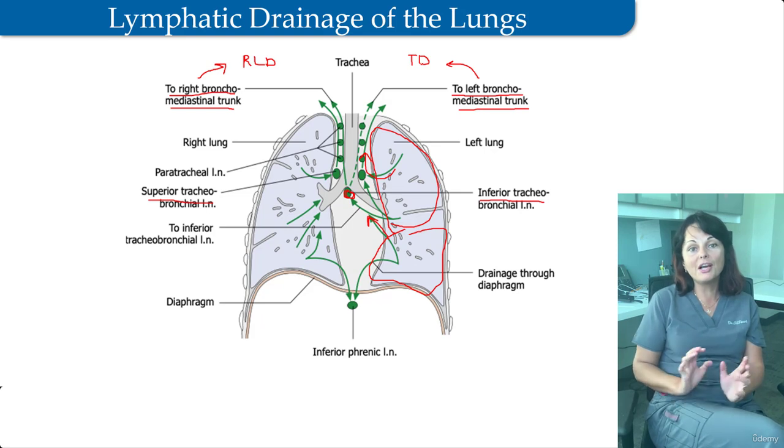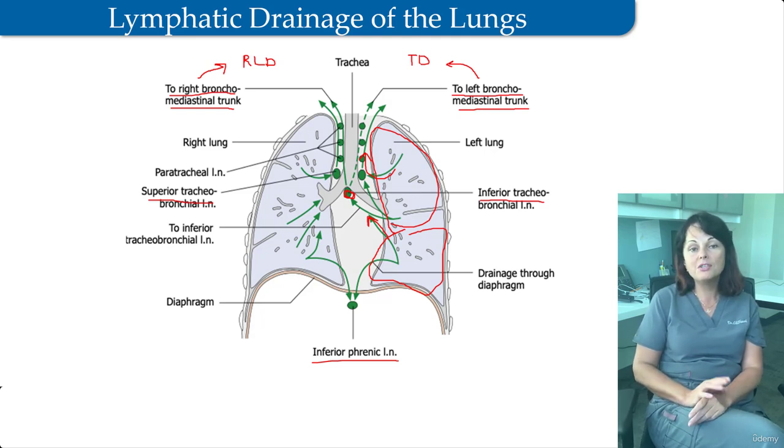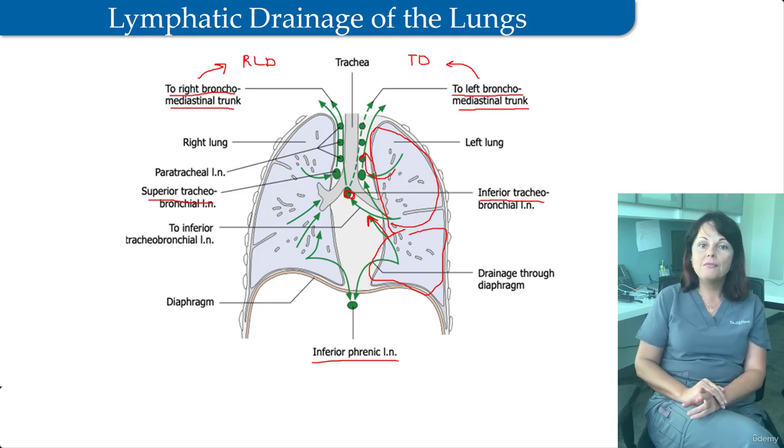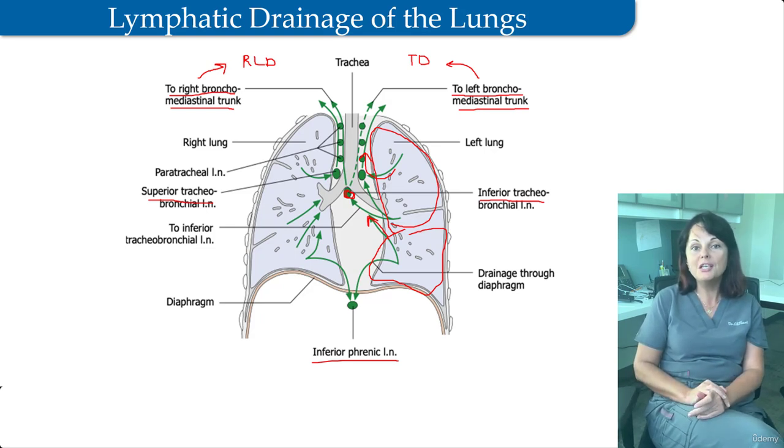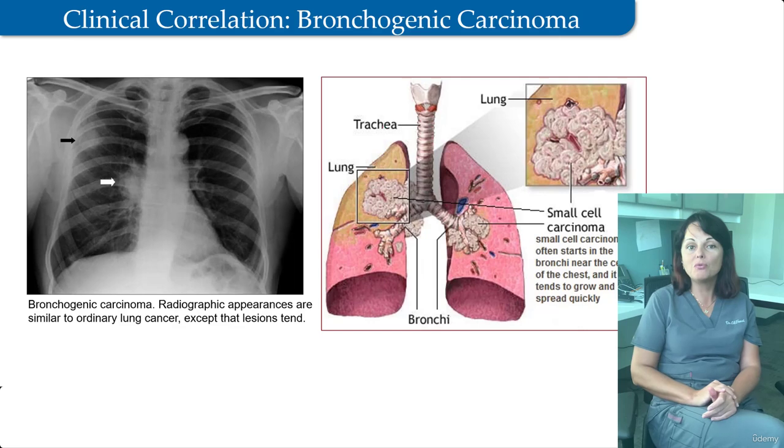Lymph from the parietal pleura drains into the lymph nodes of the thoracic wall, such as intercostal lymph nodes, parasternal, mediastinal, and inferior phrenic. A few lymphatic vessels from the cervical parietal pleura drain into the axillary lymph nodes. The lymphatic drainage of the lungs is important in staging and treatment of lung cancer.